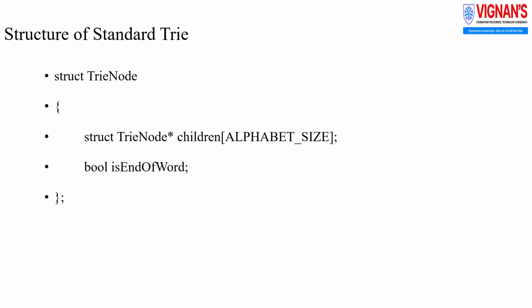Structure of a standard trie. The structure of a standard trie is defined using a trie node. Each trie node contains an array of child pointers, one for each character in the alphabet. These pointers are used to link to the next characters in the words. Each node also contains a Boolean flag called isEndOfWord. This flag is used to indicate whether the current node represents the end of a complete word. Together, these components form the basic structure of a standard trie.